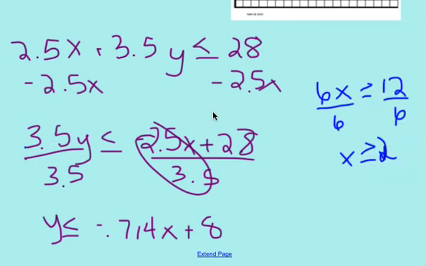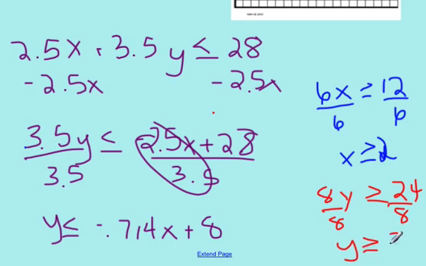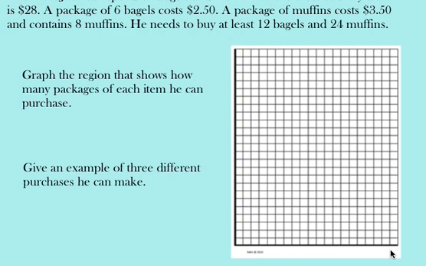Okay? Then I need to do the same thing for y. So for every package of muffins I buy, it has 8 muffins. However, I need to have at least, so if I have more, that would be good, 24 muffins. Divide both sides by 8, and you end up getting that y is greater than or equal to 3. So now we're going to graph each of those. Let's start by graphing y is greater than or equal to 3. So I'm going to find 3 on the y-axis, and I'm going to go up 3. Through here, I'm going to draw a solid horizontal line.